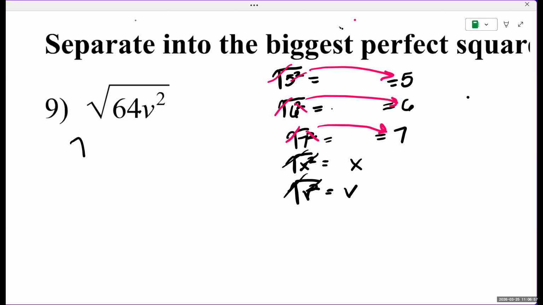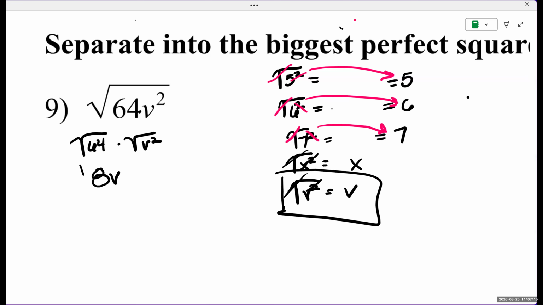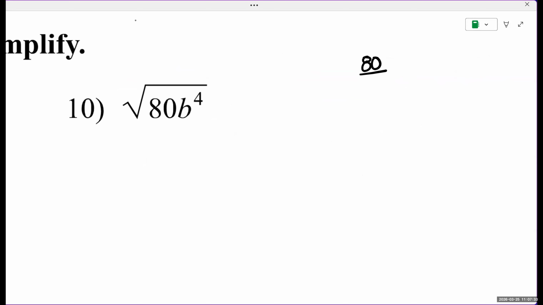Okay, so I'm going to split this into 64 and v squared. So square root of 64, you can use the calculator, is 8. Square root of v squared is v. Okay, number 10. 80 is not a perfect square. So I need to find the factors of 80 so I could have the biggest perfect square and the leftovers. So let's write out the factors of 80.